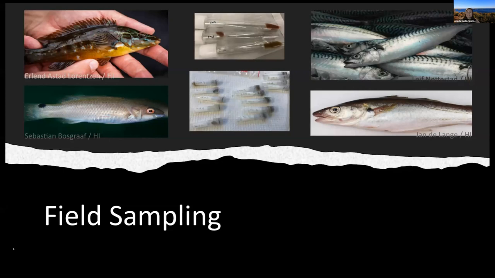So in the field, we collected material from 9 species of coastal fishes, mainly from the south coast of Norway in the Skagerrak, but also a couple of species on the western coast. The species we sampled included wrasses, gobies, gadoids, and mackerel, and the fishes were a mix of adult and juveniles.